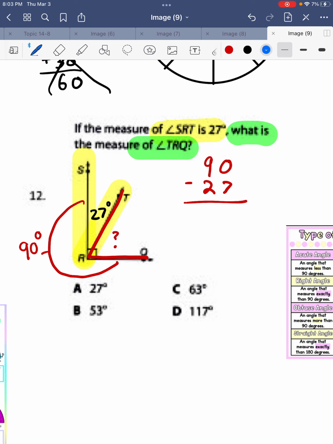I cannot do 0 minus 7. Take away from the 9, it becomes an 8. The 0 becomes a 10. 10 minus 7 is 3. 8 minus 2 is 6. I get 63 degrees, which is C.